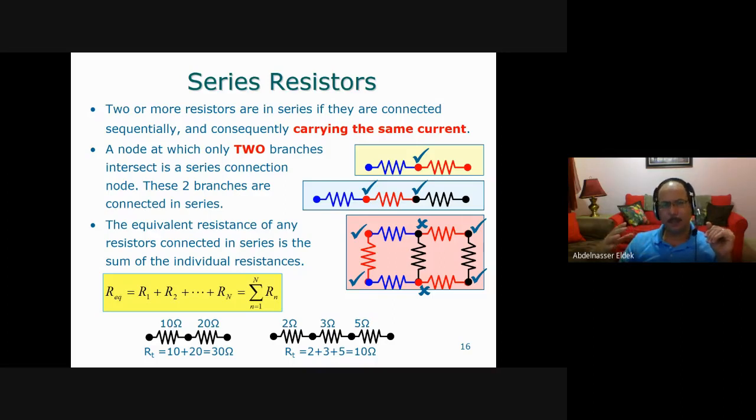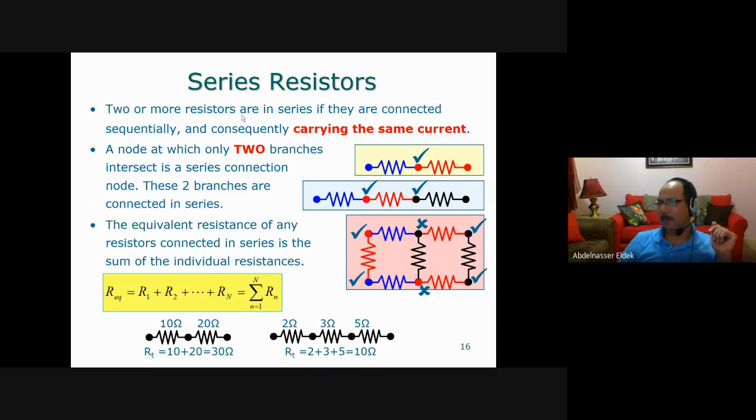The next part in this chapter is about resistors connection. You can connect circuits or resistors in parallel or series or whatever. So we need to know what's the meaning of series, what's the meaning of parallel, and so on. Look at this slide here.